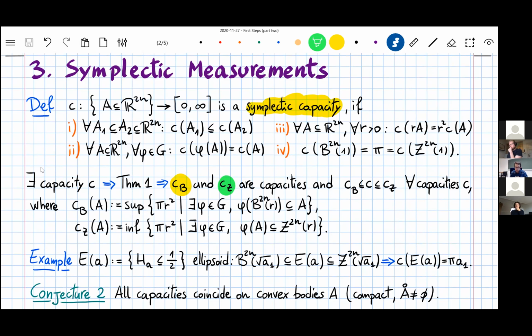And so you are sandwiched between these two sets. Also, the capacity of the ellipsoid is the same. It's pi A1, so it does not depend on which capacity I choose. In particular, this already gives you some motivation for this second conjecture, that all capacities coincide on convex bodies, whereby convex body I mean a convex set which is compact and with non-empty interior. So these are the sets that we will see appear a lot in today's discussion. Right, so this gives already a hint why people started thinking about this conjecture.